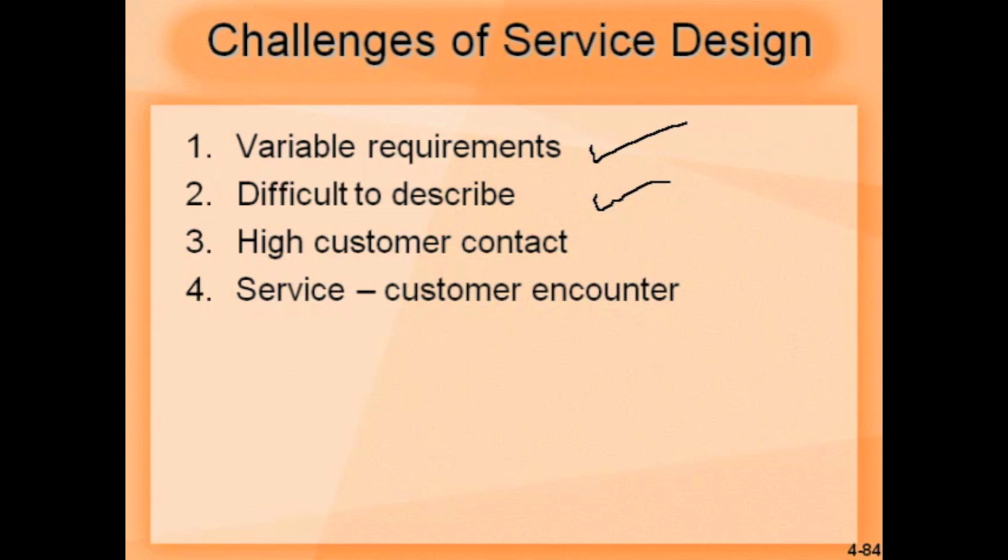Somebody who is in a hurry wants things quickly. If they order, the time between order and getting the food should be minimal. Whereas somebody who has all the time in the world and is in no hurry doesn't want you to serve them quickly. In the same situation, two people can have different requirements. There is high customer contact, so because the customer is in contact with the service provider, more care has to be taken. Service always has a customer encounter.